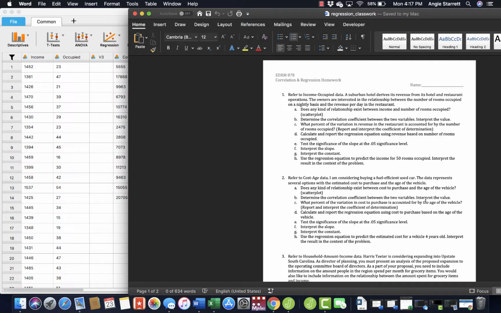All right, so a suburban hotel derives its revenue from its hotel and restaurant operations. The owners are interested in the relationship between the number of rooms occupied on a nightly basis and the revenue per day in the restaurant. All right, so does any kind of relationship exist between income and number of rooms occupied? Okay, so we want to start with a scatter plot.